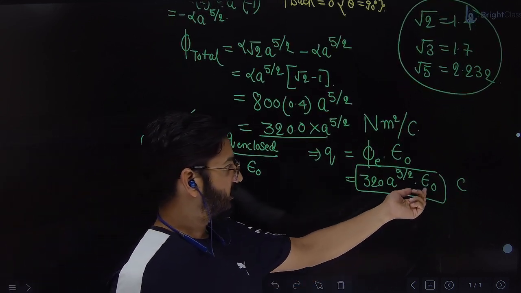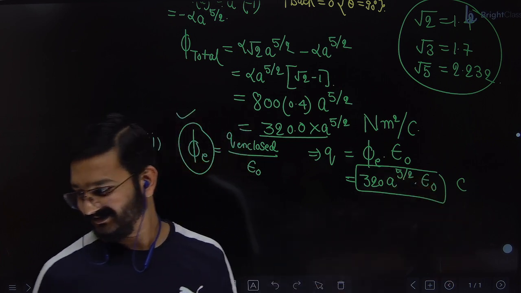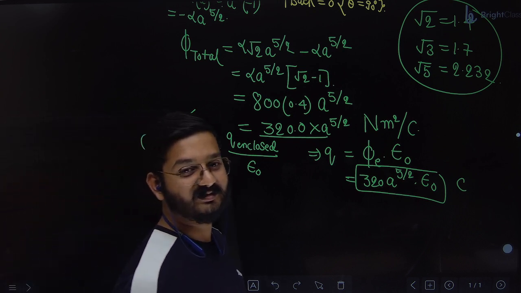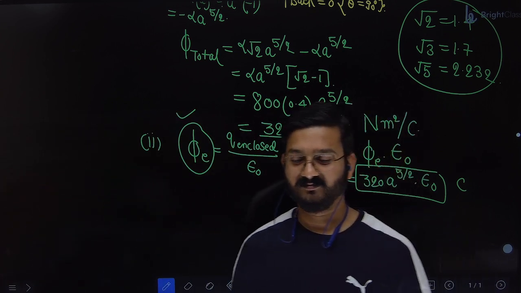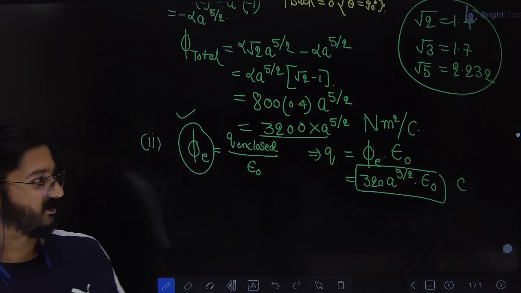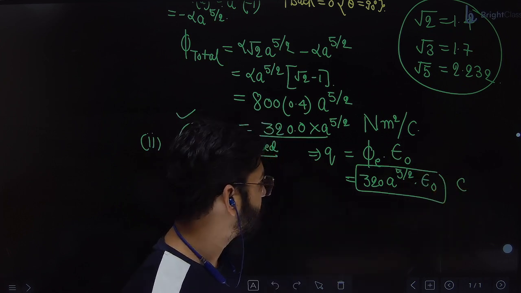What is this called? Epsilon naught. Permittivity. Permittivity of which medium? Vacuum. Free space or vacuum. This is called permittivity. The value will be given in the exam. You can substitute it. That will be the final answer.